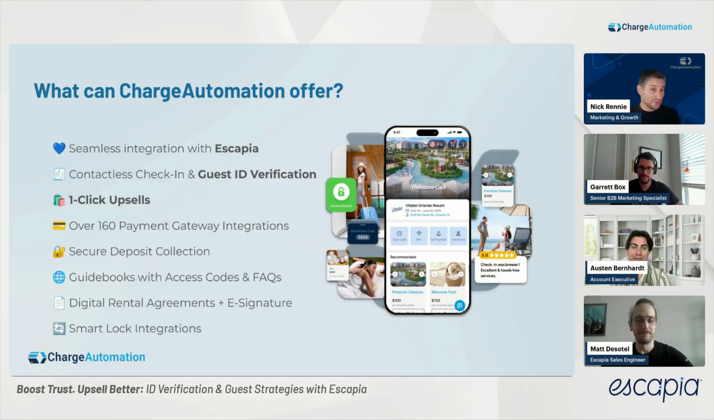Okay, so let's start off with what Charge Automation is first. Charge Automation is a guest experience platform, which basically takes you from the whole check-in to checkout experience. Most importantly, we have a seamless integration with Escapia, which is obviously very important. We also offer guest ID verification, so we have a whole series of ID biometrics. So not just ID verification, but we talk about payments, validating who that guest actually is, etc. We also offer upsells, payment gateways, deposit collection, guidebooks, etc. So a whole host of different features there. That is Charge Automation in a very short nutshell.